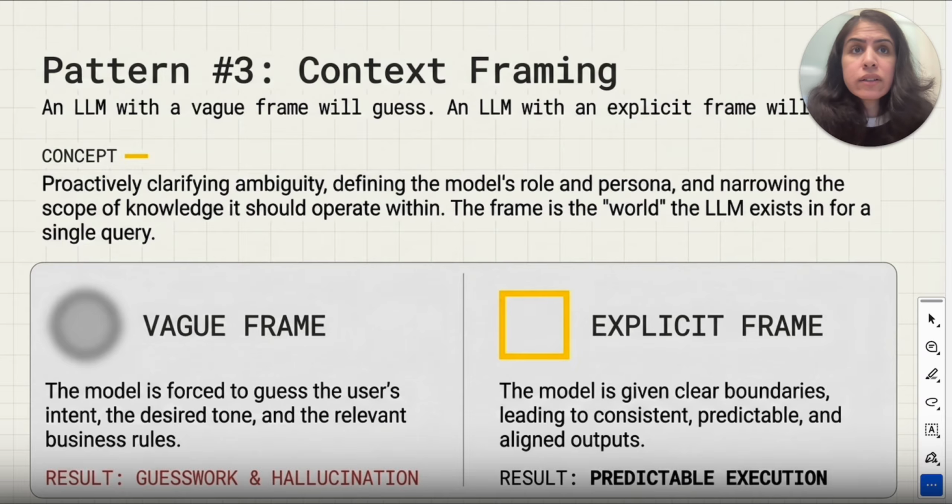The third pattern that we'll look at is context framing. This is about clarifying ambiguity, defining roles and rules, and narrowing to task relevant knowledge. LLMs respond to framing, not just tasks, by the way. So, vague frames force the model to guess, versus explicit frames create predictability.